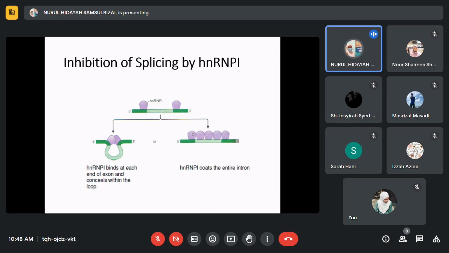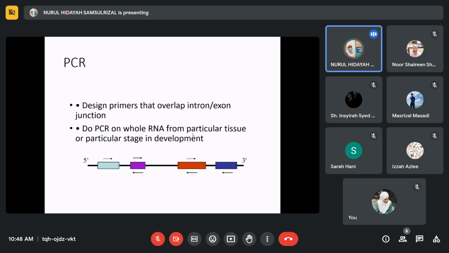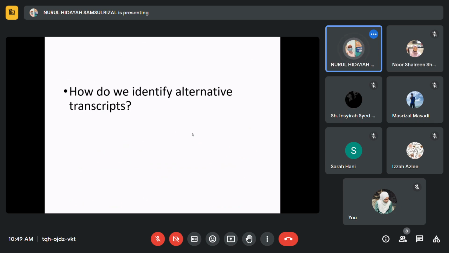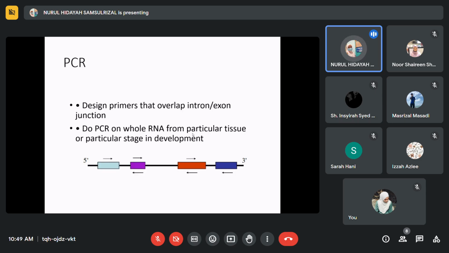Okay. We need to have many. So, how do we know about alternative splicing, okay? Alternative transcripts, how do we know? The simplest one is PCR. PCR is the simplest. But firstly you need to design the primer that overlaps the intron and exon junction. Okay, so you have the intron here, and this is the exon. So how do you design the primer that will overlap this one?